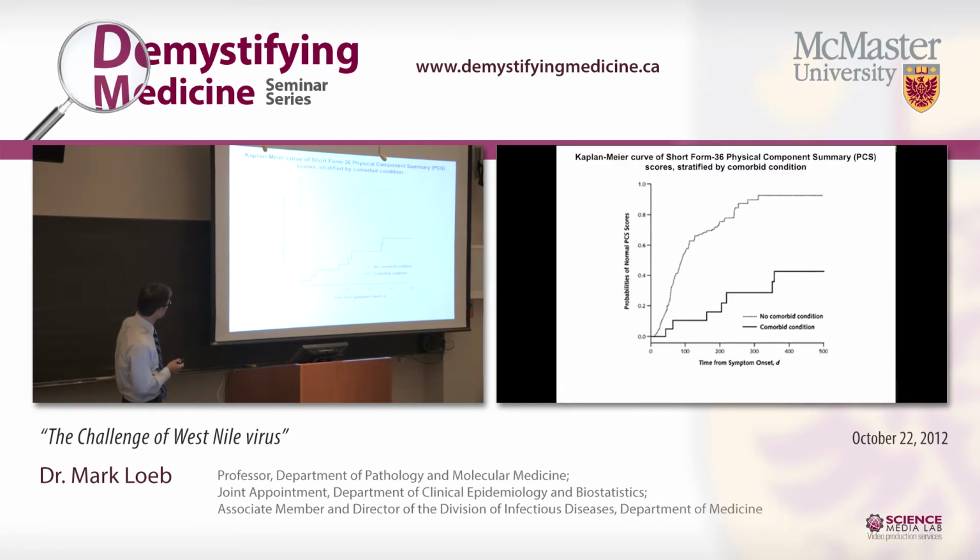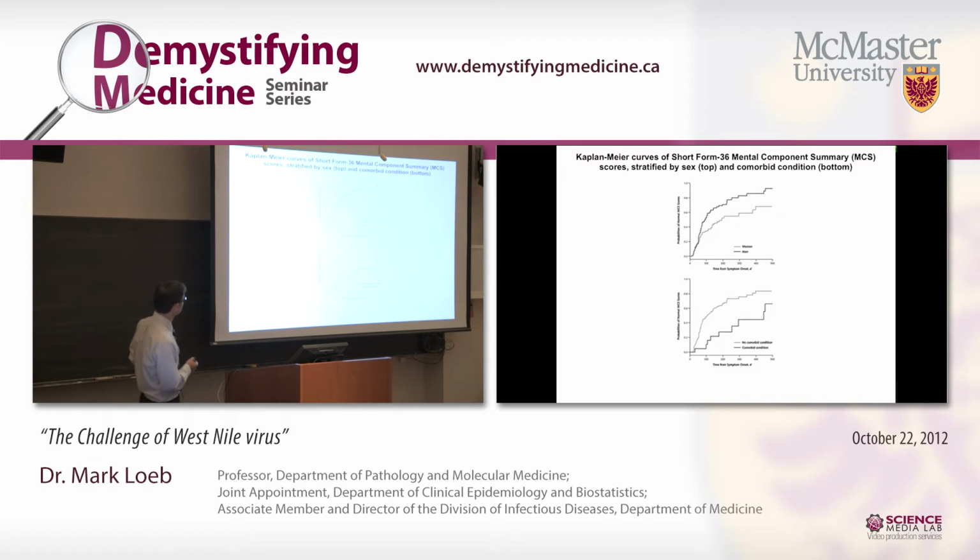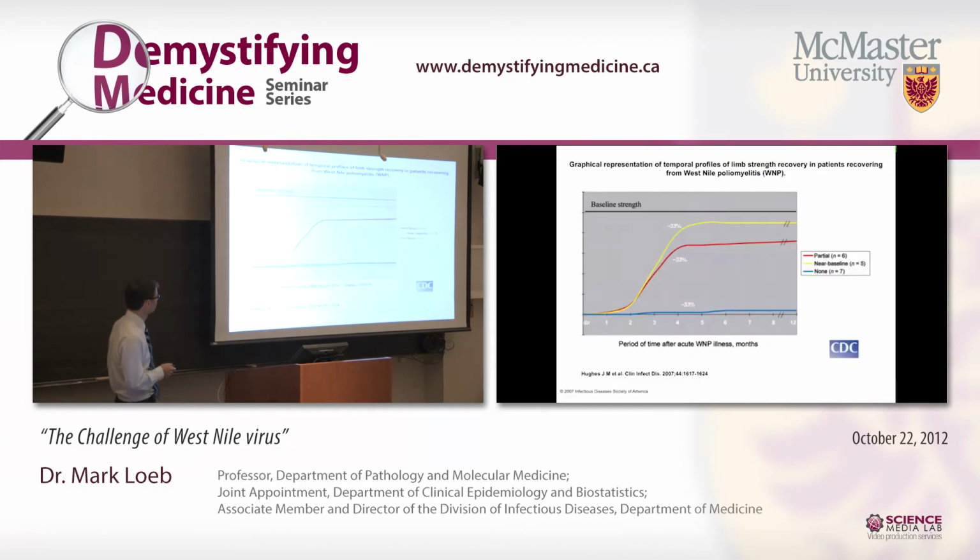This slide just looks at stratification by comorbidities, and it just shows that those individuals with a comorbid feature had a harder time getting back to normal. And when we looked at mental functioning, it was tougher on women. The women had a harder time getting back to their baseline, and those individuals who had comorbidities also had a harder time getting to baseline in terms of mental functioning.